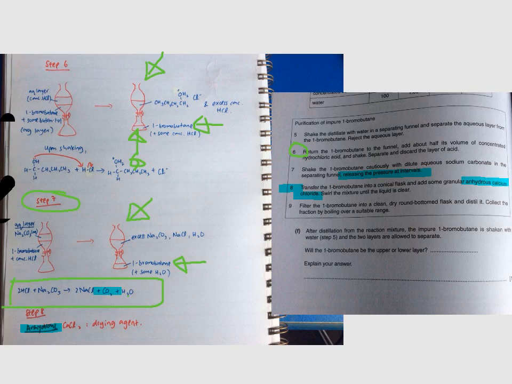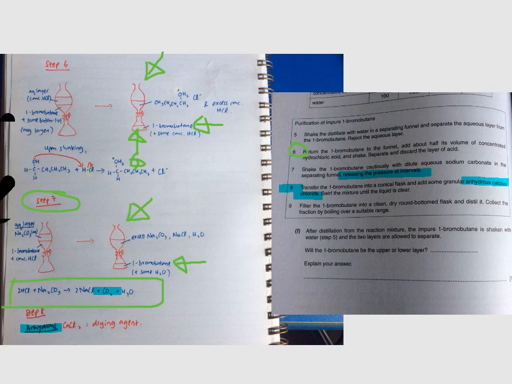So wherever a question gives you anhydrous, you know that there must be some form of drying or dry condition needed. Then after that, step 9, they ask you to filter the 1-bromobutane into a round bottom flask and distill it again in order to get a pure compound. The filtrate will be your 1-bromobutane, then you use distillation again to get your pure 1-bromobutane.